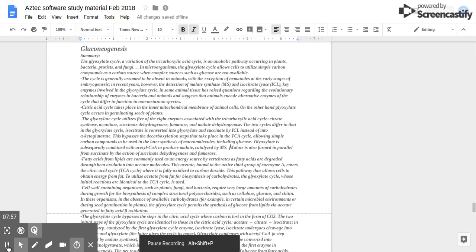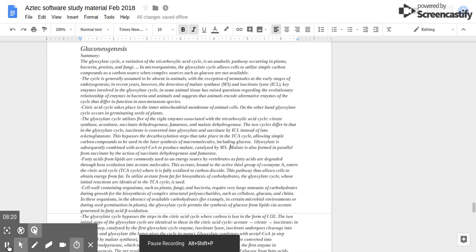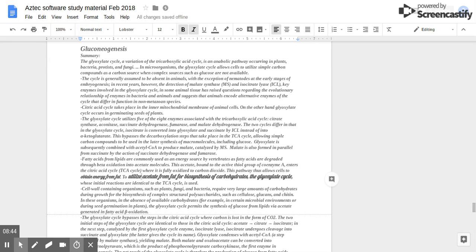Fatty acids from lipids are commonly used as an energy source by vertebrates, as fatty acids are degraded through beta oxidation into acetate molecules. This acetate, bound to the active thiol group of coenzyme A, enters the citric acid cycle, TCA cycle, where it is fully oxidized to carbon dioxide. This pathway thus allows cells to obtain energy from fat. To utilize acetate from fat for biosynthesis of carbohydrates, the glyoxylate cycle, whose initial reactions are identical to the TCA cycle, is used.